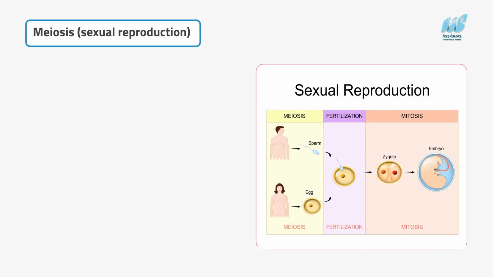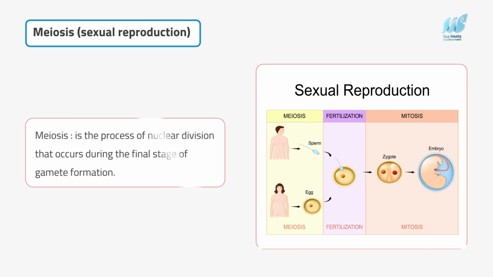The second type of cell division is meiosis. It's the process of nuclear division that occurs during the final stage of gamete formation. When an egg cell and sperm cell unite to form a zygote, their chromosomes are combined into a single cell. Because humans are diploid organisms, there must be a mechanism to reduce the number of chromosomes in gametes to the haploid state. Otherwise, the zygote would have 92 instead of the normal 46 chromosomes. Therefore, the primary mechanism by which haploid gametes are formed from diploid precursor cells is meiosis.